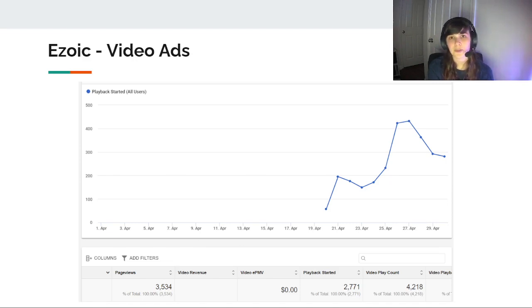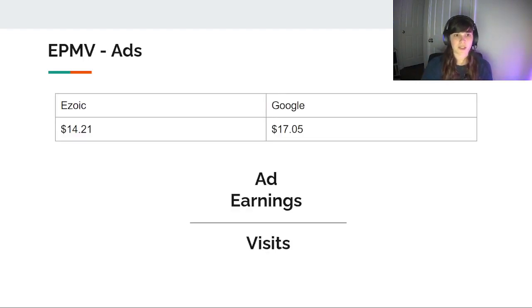So hopefully that improves, and we'll stay tuned for next month to see the actual results. So let's look at the EPMV, the overall EPMV for just ads. To determine this, you have the ad earnings over visits. Since the visits are different for both Ezoic and Google, I'm listing these metrics separately so I can get an idea of the range that I'm in.